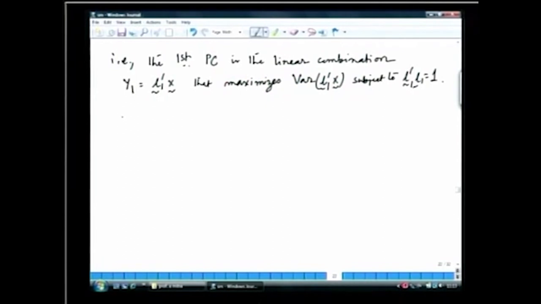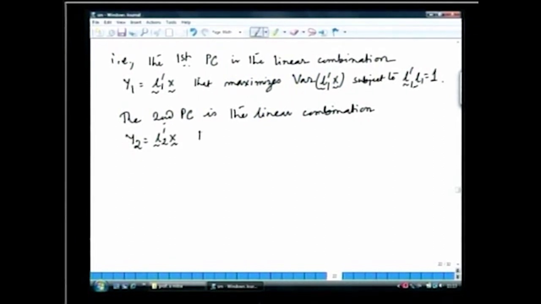Then, the second principal component is the linear combination y2. This is some other linear combination of the x's, x1, x2 to xp.